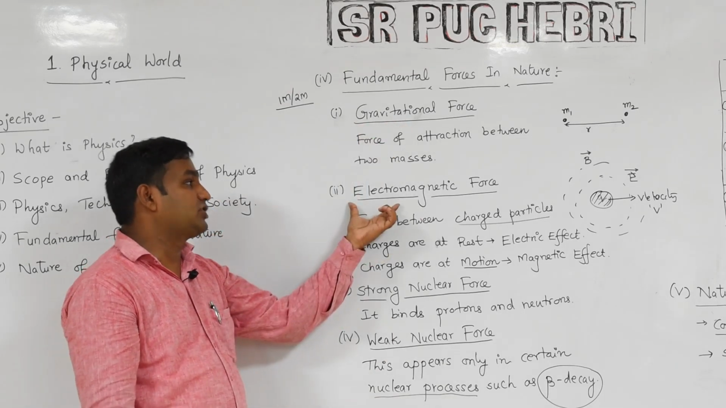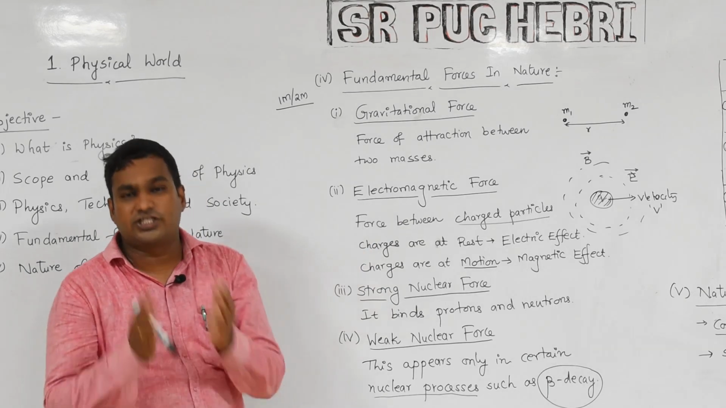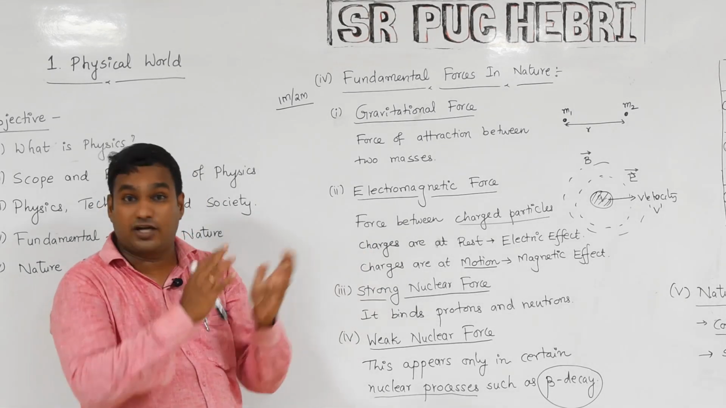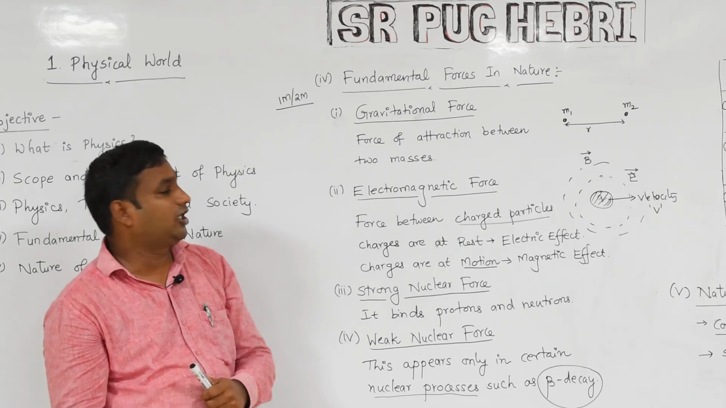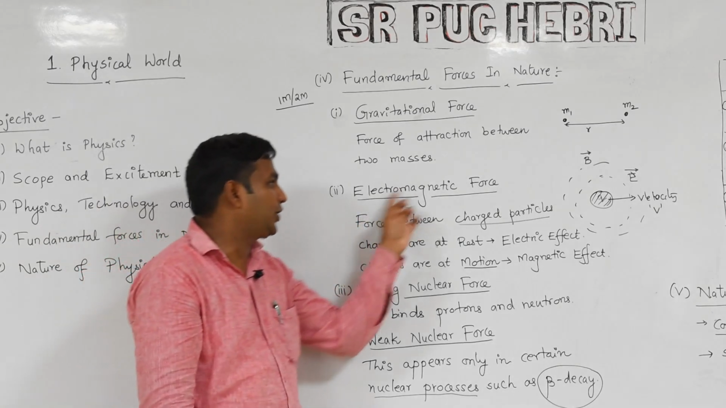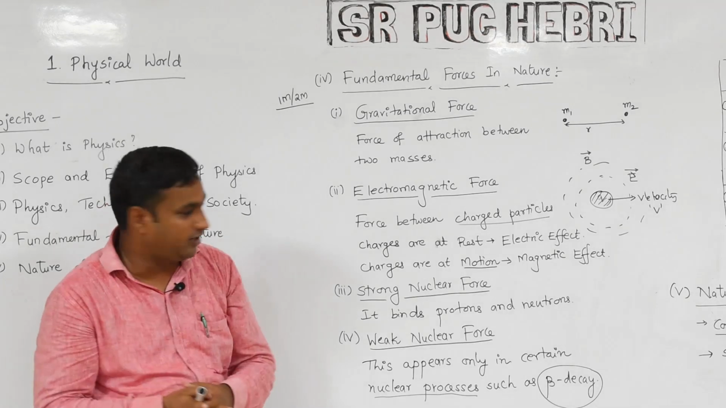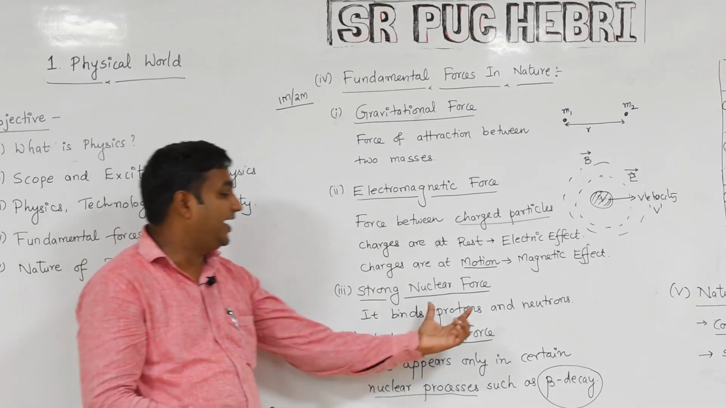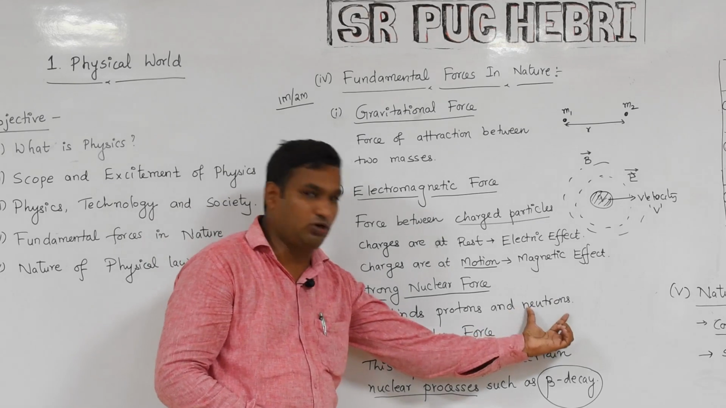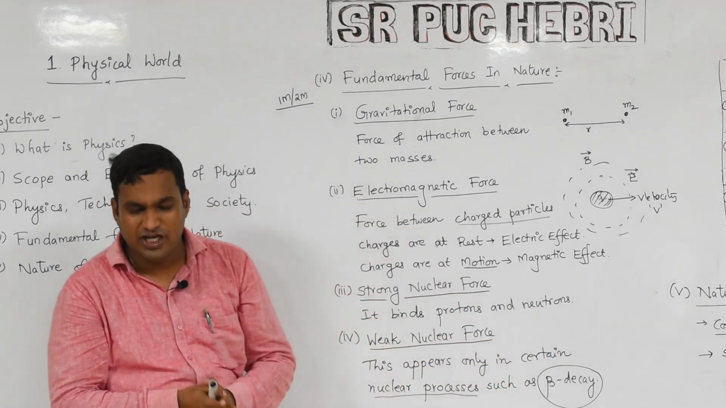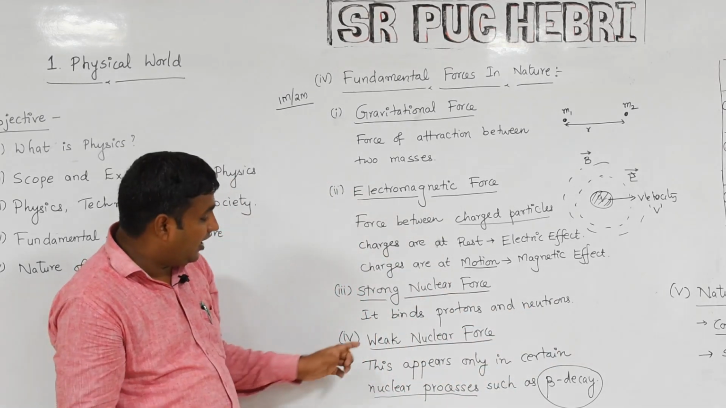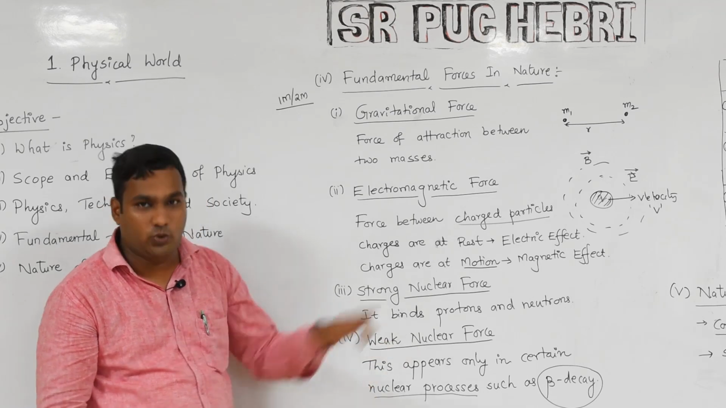The second important thing is called the electromagnetic force. It is a combination of electric and magnetic fields together. A charged particle will experience a force called the electromagnetic force. The third important thing is called the strong nuclear force. That force binds protons and neutrons inside a nucleus. Its range is very small. And the fourth important thing is the weak nuclear force.